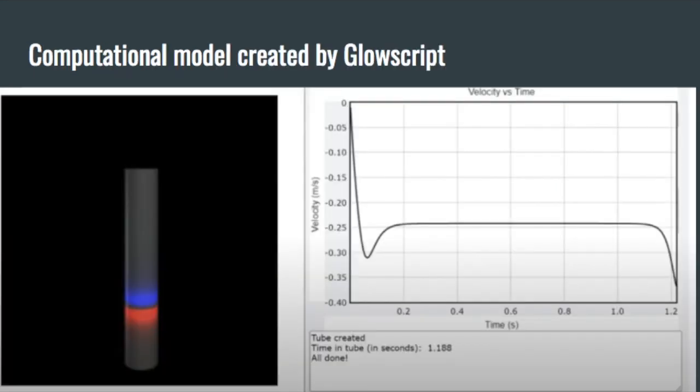On this slide, you can see the computational model and the results created by the GlowScript Python code. In the model, you can see two fields running in opposite directions. You can also see a velocity versus time graph. And then here you can see where it came back to be right around 1.2 seconds.